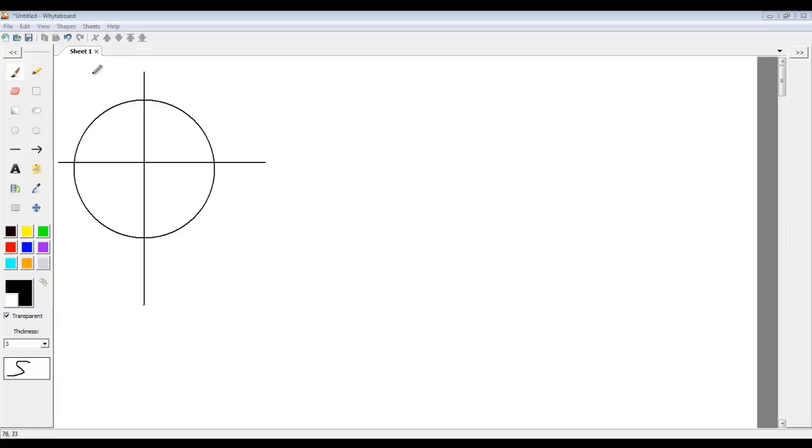Today we're going to dive into the wonderful world of radians. Okay, if you've never heard of radians before, they are another way of speaking about measures of angles. So far we've been using degrees.